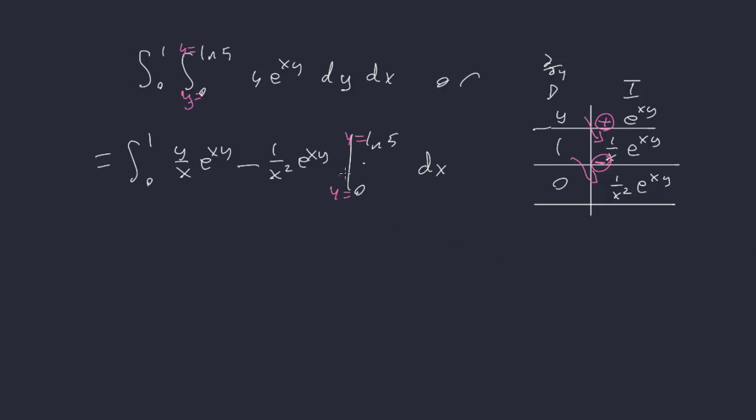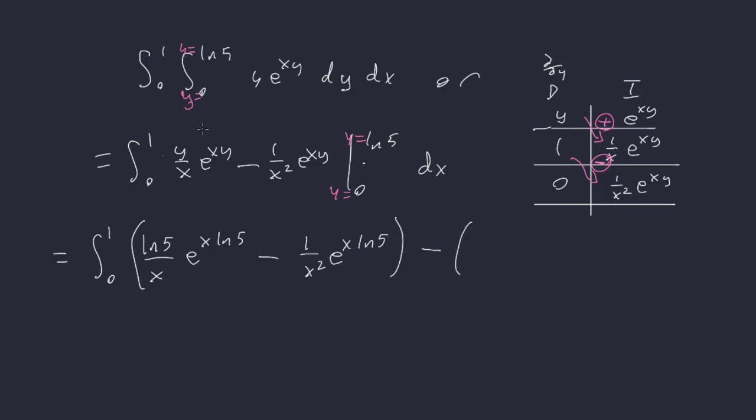Now, when we plug in natural log of 5, I'll get natural log of 5 over x, e to the x natural log of 5, minus 1 over x squared, e to the x natural log of 5. So that's just plugging in the natural log of 5. Now when we plug in the 0, thankfully the e stuff will go away, and this whole term will go away.